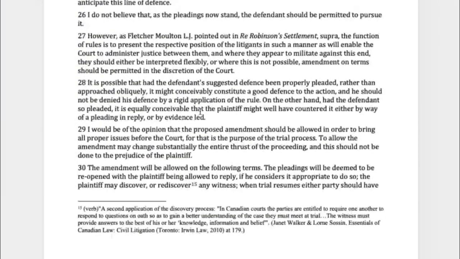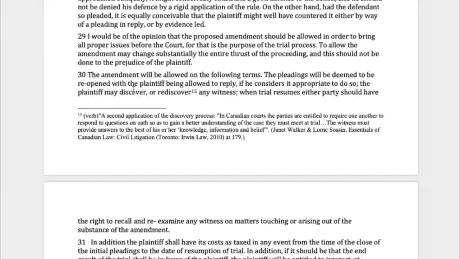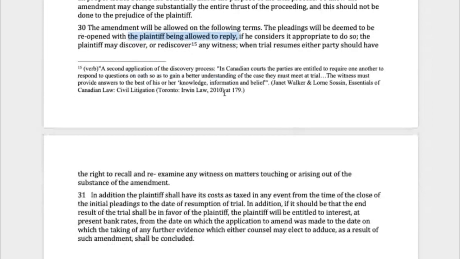The court's going to allow the amendment. The pleadings will be deemed reopened. The plaintiff being allowed to reply, right? Because it would be totally unfair not to let MacDonald get his side of this vacancy piece out there. He may discover or rediscover any witness. So this means that he can question, ask new questions to Ross's witnesses.